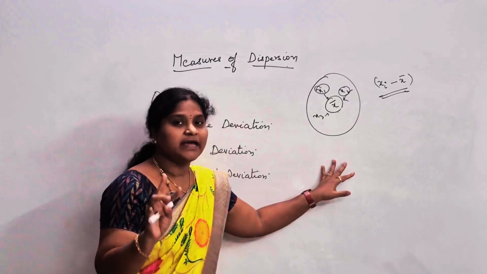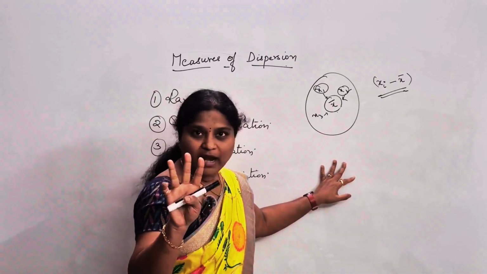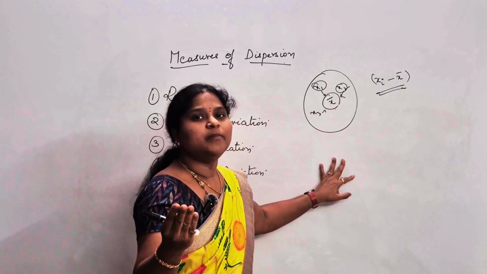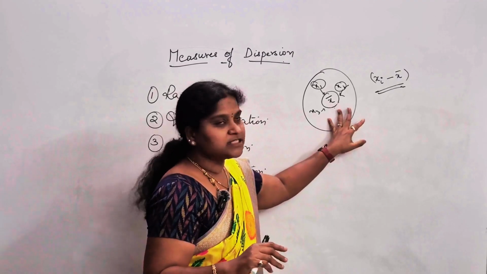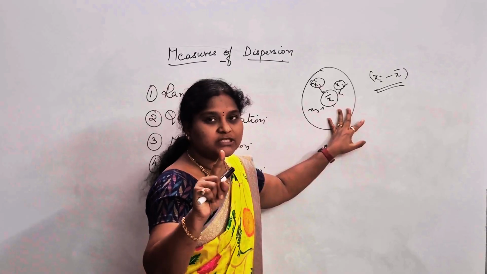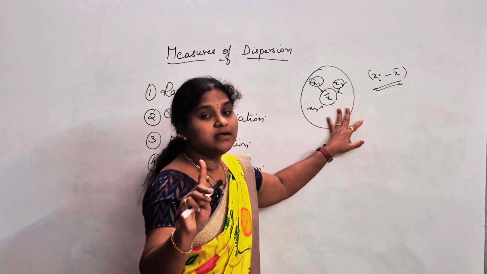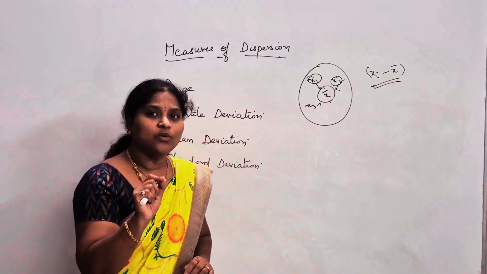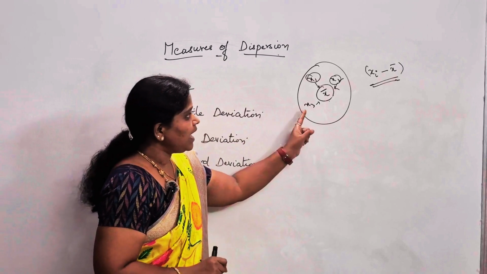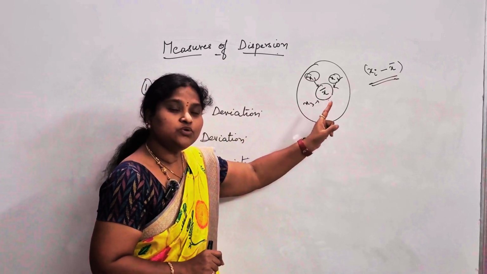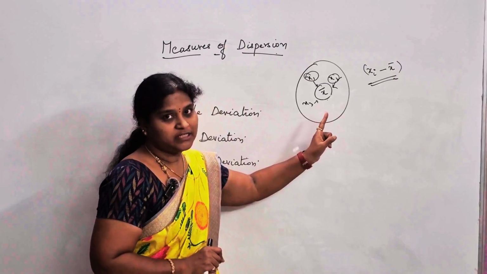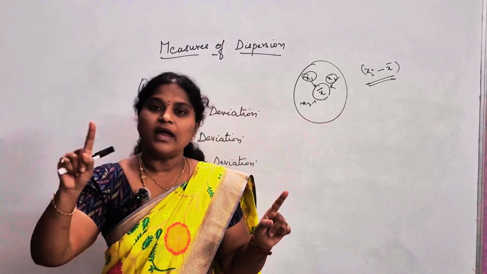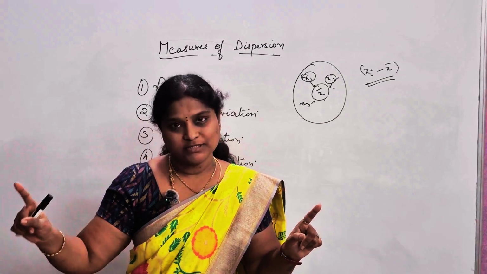Suppose this is my data set. I have three values x1, x2 and x3. The central value, which may be arithmetic mean, median, mode, geometric mean or harmonic mean, is x bar. So I consider x1, x2, x3 as the three values in the data set and x bar is their mean. Now, dispersion helps us know the difference between x1 and x bar, x2 and x bar, x3 and x bar, and also the difference between x1 and x2, x2 and x3, and x1 and x3.